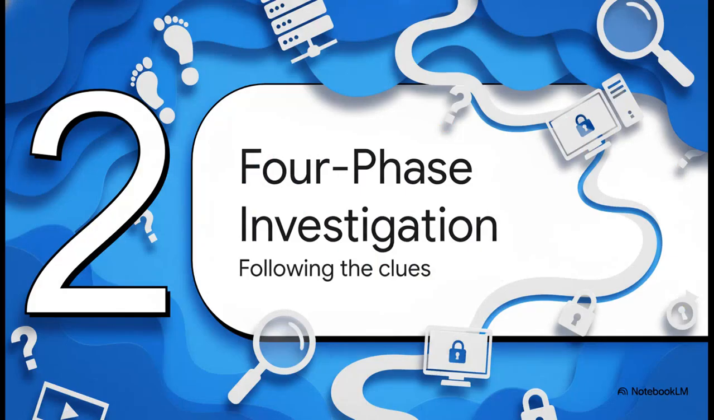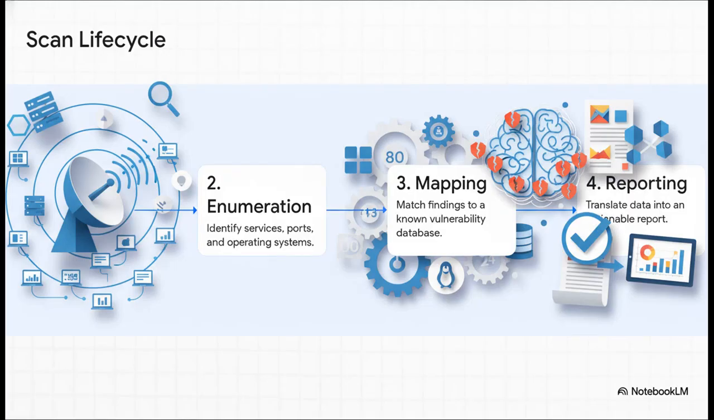And just like any good detective, a scanner doesn't just wing it. It follows a very specific, methodical process. This brings us to what we're calling a 4-phase investigation. So here they are, the 4 key phases of pretty much any professional scan: discovery, enumeration, vulnerability mapping, and reporting. Think of this as the entire life cycle, from start to finish. Following these steps methodically is how a scanner makes sure it's being thorough. Now let's break down what actually happens in each phase.